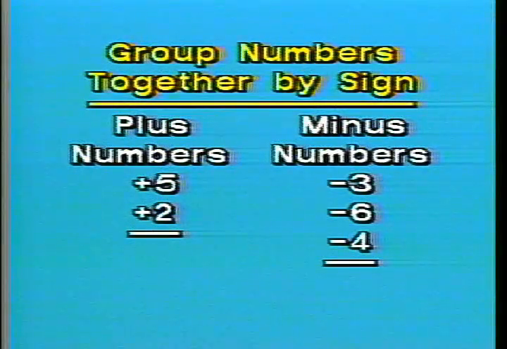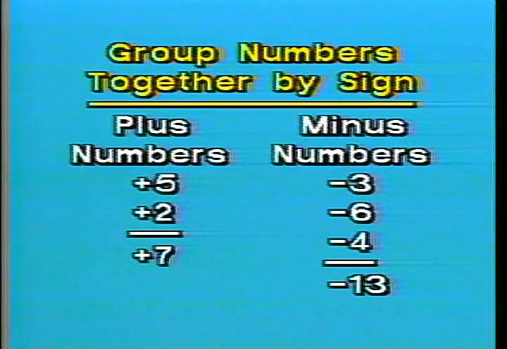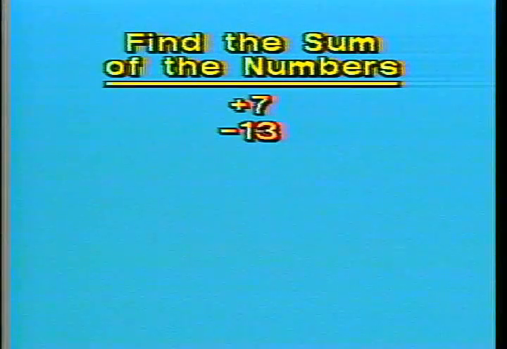To find the correct value for subgroups made up of signed numbers, begin by grouping all the numbers of the same sign together. Now add the numbers together. Be sure to place the sign of the numbers you added in your answer. In this case, you would have a plus 7 and a minus 13.